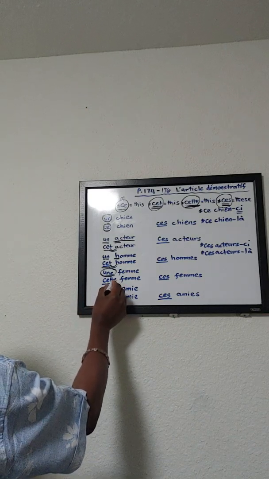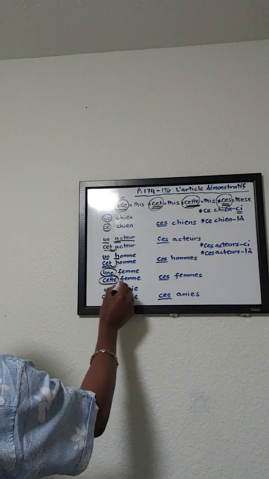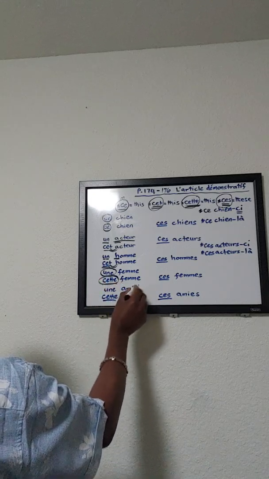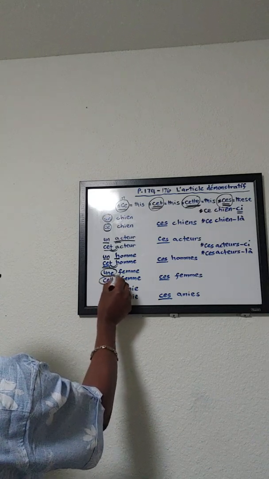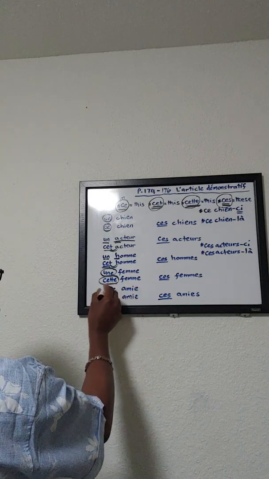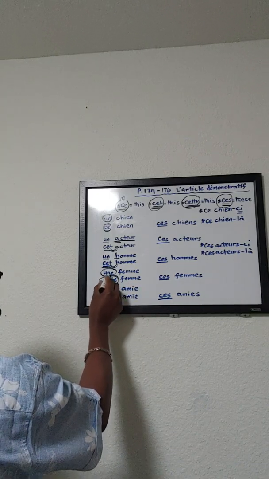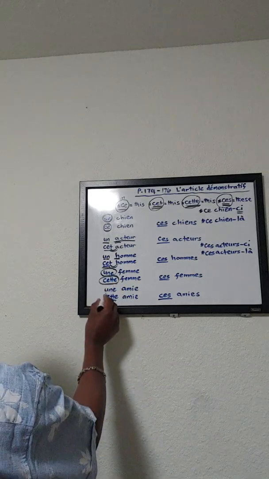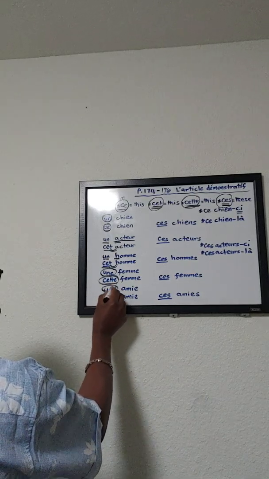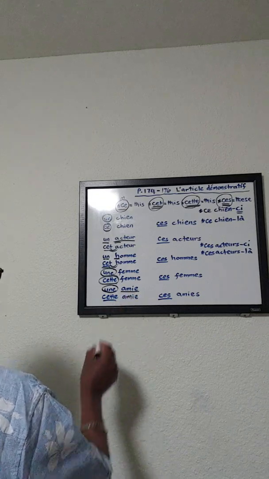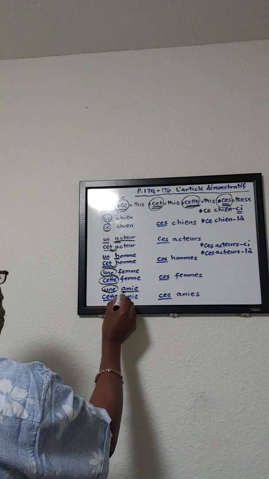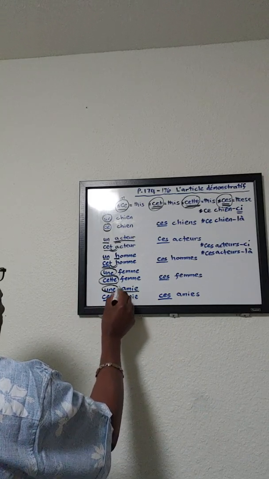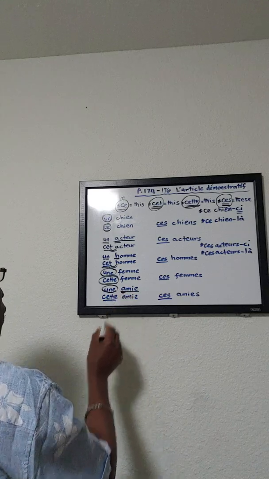So you will say cette femme, okay? Singular feminine noun. Okay, singular feminine noun. The article will change to cette. Now, here, the fifth one, une amie. You realize that is also feminine singular, but here we have a feminine singular noun beginning with a vowel.